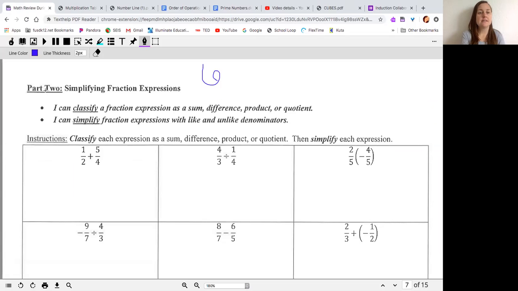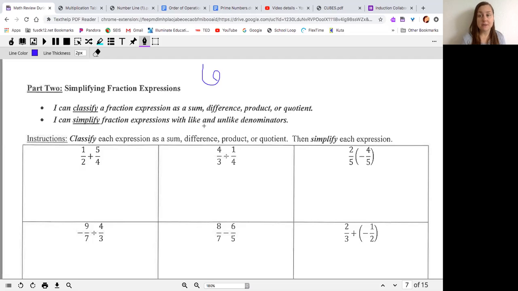So page 6 says part 2, simplifying fraction expressions. Here, I can classify a fraction expression as a sum, difference, product, or quotient. And I can simplify fraction expressions with like and unlike denominators. Okay, so I need to classify it. What kind of problem is it? And I have to solve it.